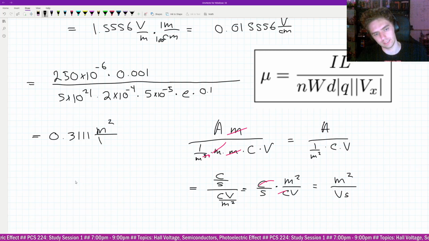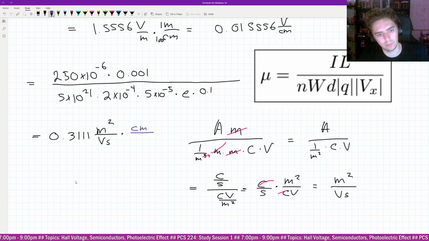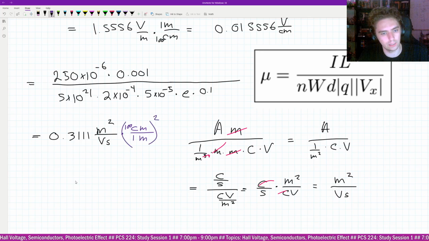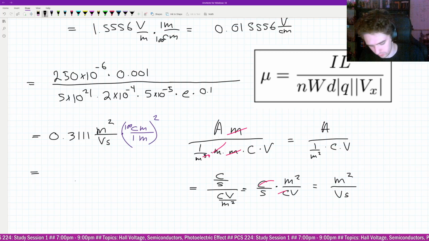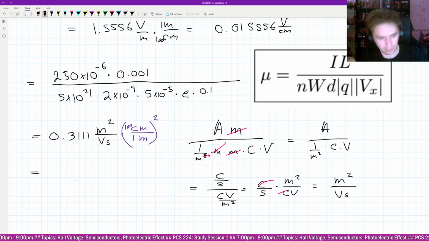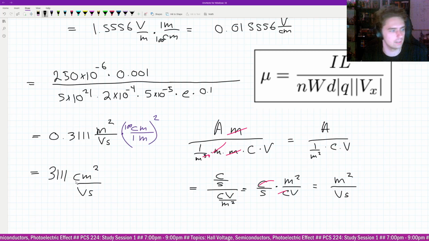Okay, meter squared per volt second. And now the answer is just in centimeters for whatever reason, I guess because it was all given in centimeters. So centimeter in a meter. 1 meter has 100 centimeters, but we want this squared. So we want to get rid of the unit meter twice. So 0.3111 times 100 times 100 is 3111 centimeters squared per volt second.